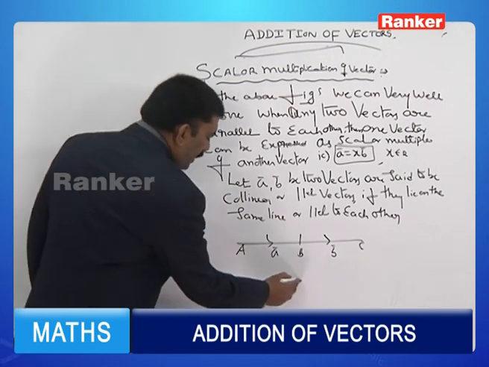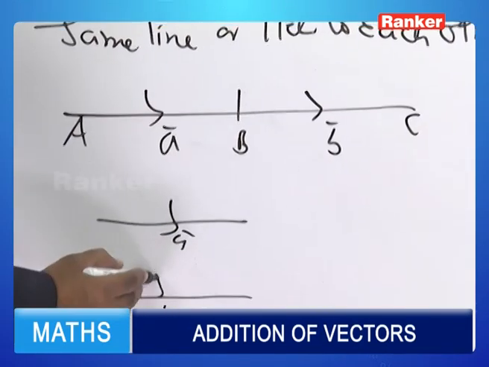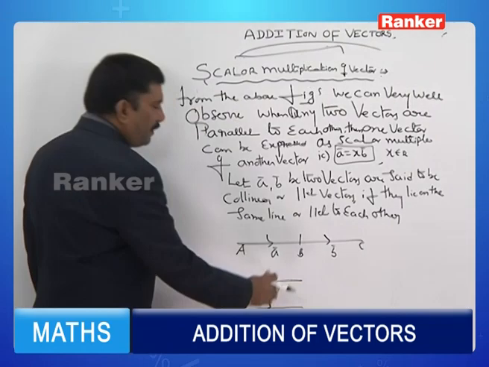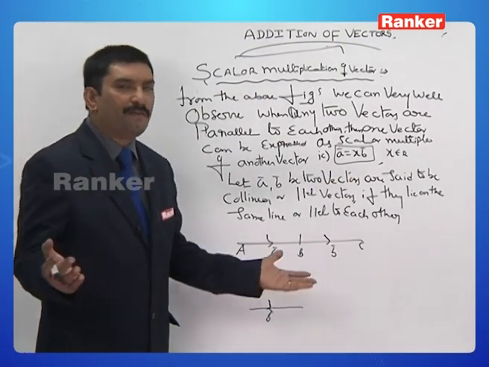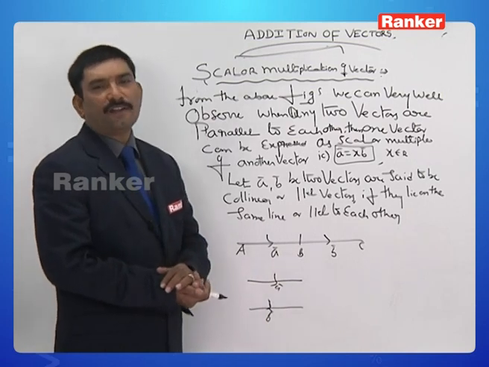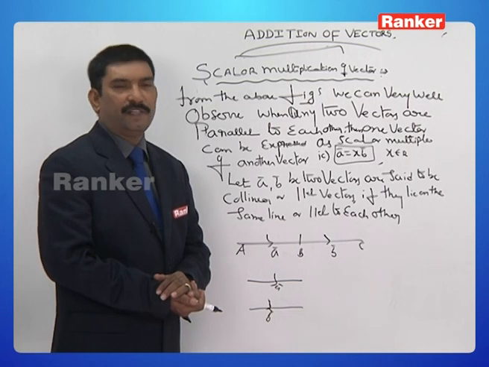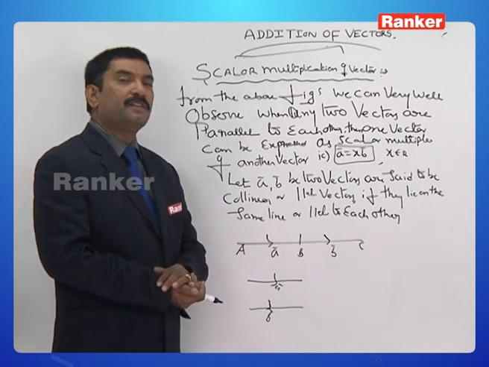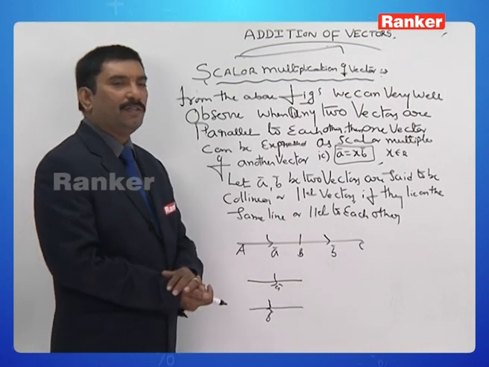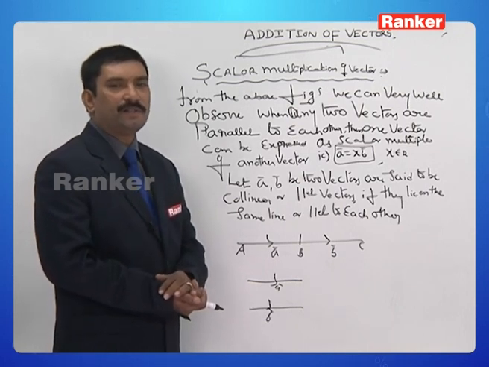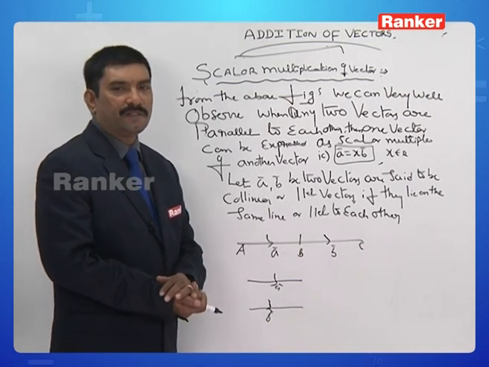Now, if I take another example, this is a bar, this is b bar. How are they in nature? They are parallel to each other. When any two vectors are parallel to each other, they are parallel vectors. If any two vectors have the same line of action or lie on the same line, then those vectors are collinear vectors.